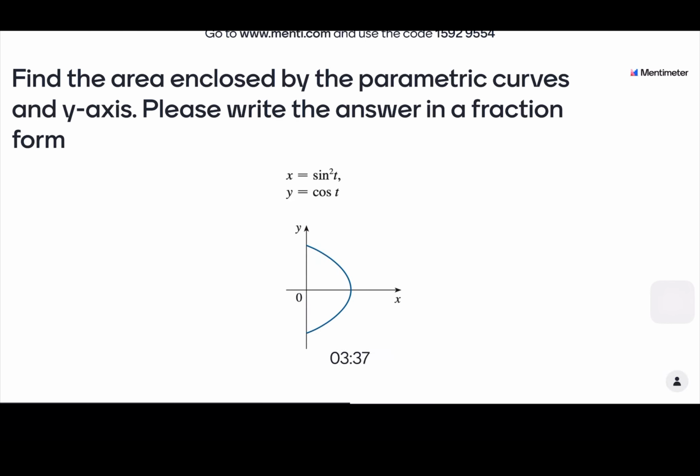Okay. Find the area enclosed by the parametric curve. Okay, so this is still parametric, and not polar. Still parametric. And please write the answer in fraction form. Okay? So do not write in decimal. Write in fractions like 1/2, 2/3, something like that. And again, I hope the time is okay.